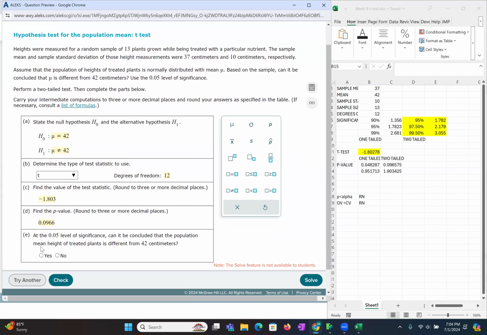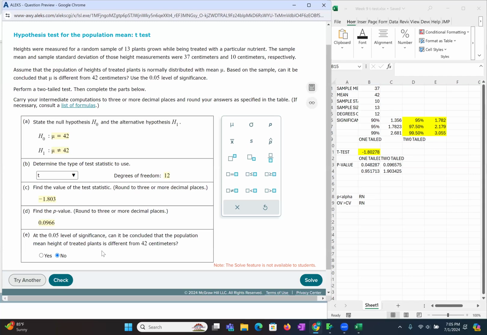Alpha is 0.05. Is 0.0966 less than 0.05, yes or no? Yes. So 0.0966 is less than 0.05? No, it's not. So we're going to fail to reject the null. And that's a no. I can't get this straight.